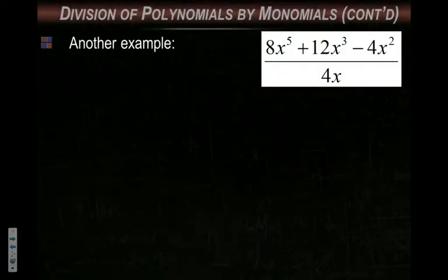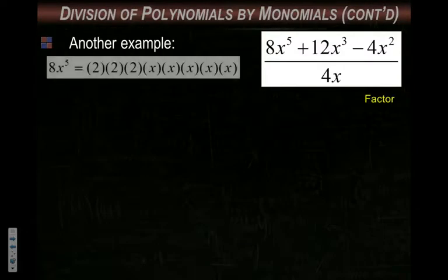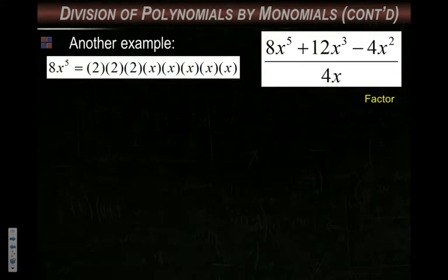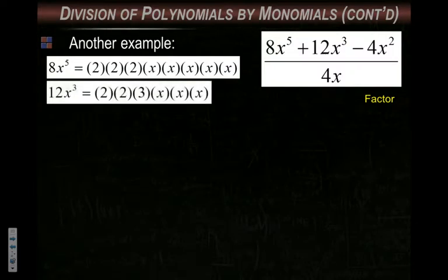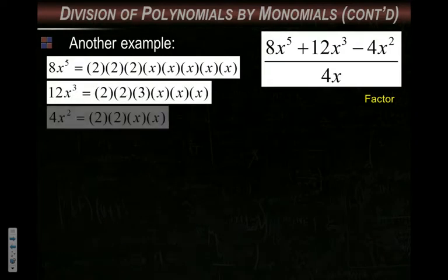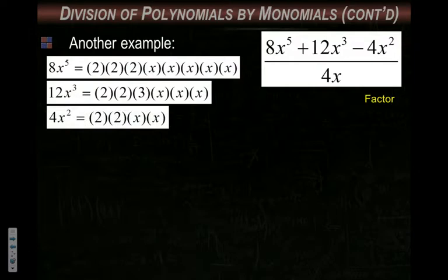One more. Looks like a complicated one. Let's dive into it. 8 is the prime factor. 2 times 2 times 2. That's how you prime factor 8. And then all 5 x's. 12 is 2 times 2 times 3. Those are all prime numbers. Times x times x times x. 4 is just 2 times 2. And then 2 x's. Now let's write it out.